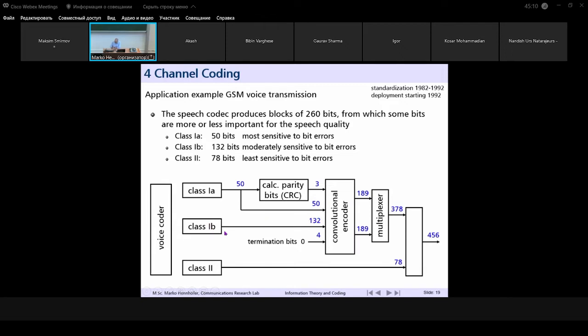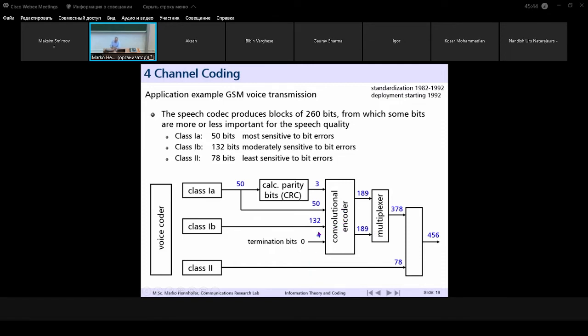Then we have the class 1B data. This could be like internet data or probably also things like SMS data, where you actually want to avoid bits being wrong, as it could cause problems. It will show you wrong letters or wrong pictures, wrong sounds. So you would like to avoid this. And finally, we have class 2 data, the not so important data, which is not entering the convolutional code.